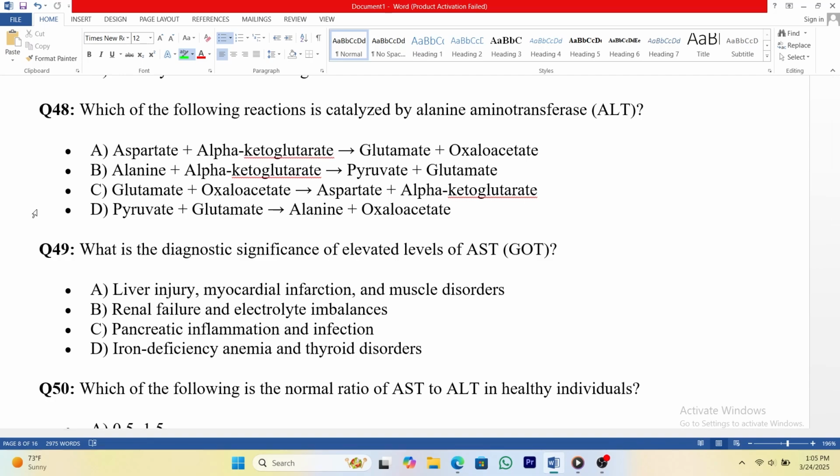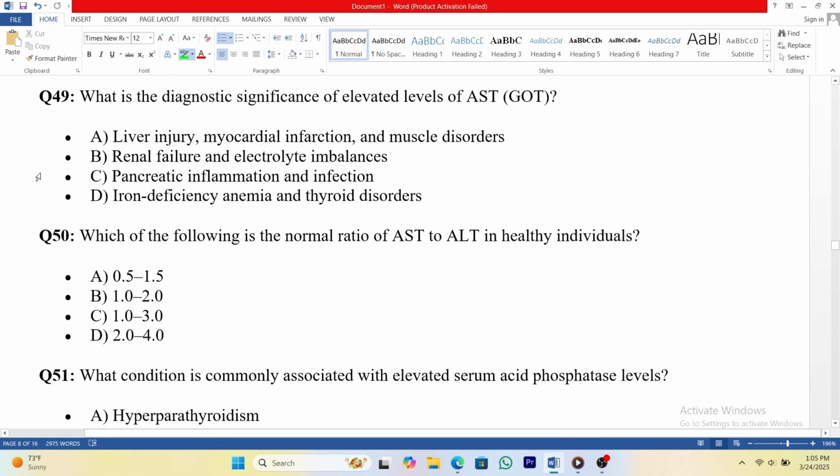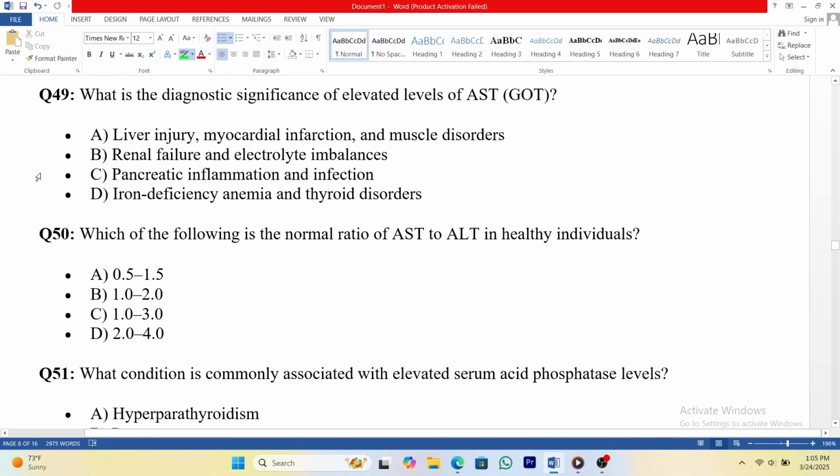A. Aspartate and alpha-ketoglutarate to glutamate and oxaloacetate. B. Alanine and alpha-ketoglutarate to pyruvate and glutamate. C. Glutamate and oxaloacetate to aspartate and alpha-ketoglutarate. D. Pyruvate and glutamate to alanine and oxaloacetate. Answer: B. 49. What is the diagnostic significance of elevated levels of AST, GOT?